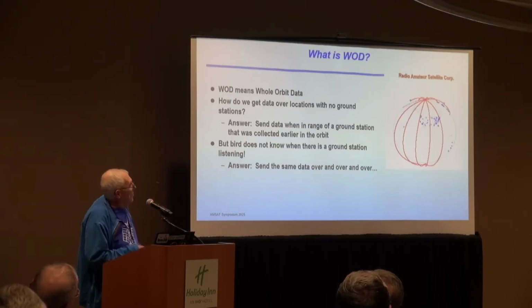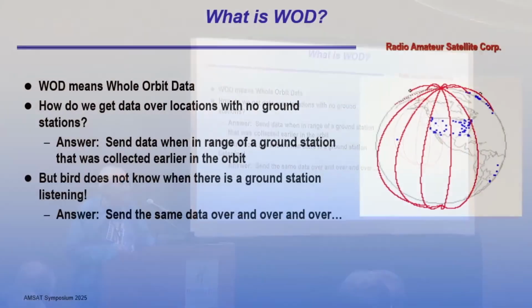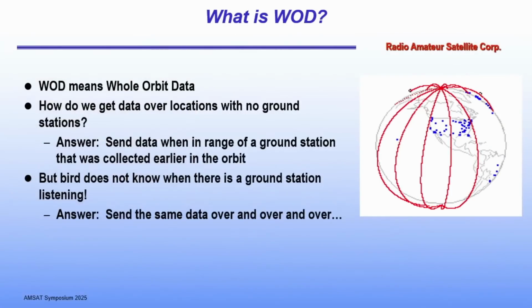But anyway, what is WOD? WOD means whole orbit data, and the point is, how do we get the data over locations that don't have ground stations? The answer is we send a whole bunch of data as fast as we can when we are in range of a ground station, even though it was collected earlier in the orbit. But the satellite itself doesn't know where the ground stations are. It's not like each ground station sends a signal that says, hey, I'm here, you can start sending me data. So how do we do this? The answer is we send that same data over and over again.